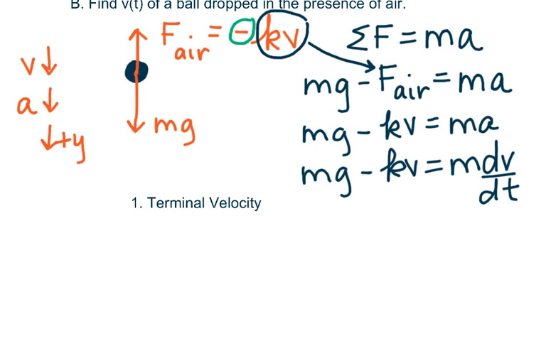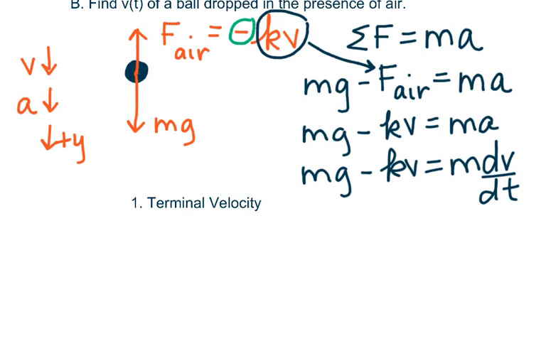Now, before I solve for velocity as a function of time, I want to take this moment to discuss terminal velocity. So terminal velocity is when your drag force value upward equals the weight downward, and the object therefore is no longer accelerating because the forces are balanced, and the object is going as fast as it's going to go. That is called terminal velocity.